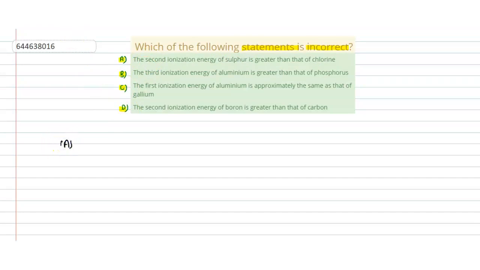First we solve this A part, and there are two elements: sulfur and chlorine. First we write the electronic configuration of sulfur: 1s2, 2s2, 2p6, 3s2 and 3p4. And the electronic configuration of chlorine is 1s2, 2s2, 2p6, 3s2 and 3p5.